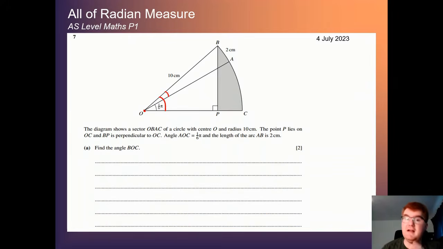So before we can do that, we need to find this small angle here. And this is just a nice rearrangement of arc is equal to r theta. Well, the arc for this very small part here is equal to 2.